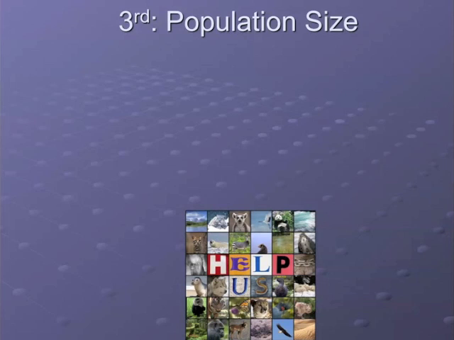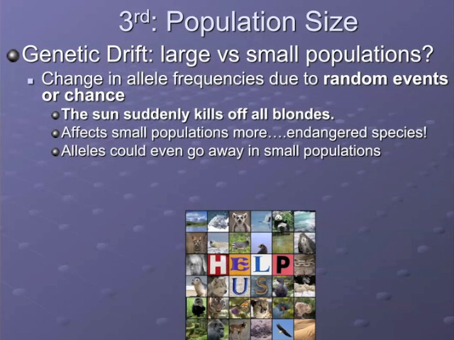The third is population size. Genetic drift is a process that affects small populations, and it's when you have a change in allele frequency due to random events or chance. So, for example, suddenly killing off all the blondes.